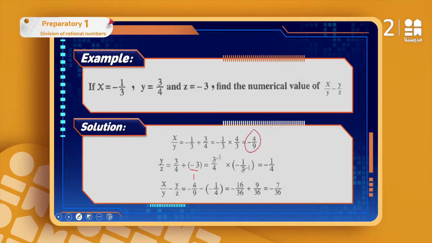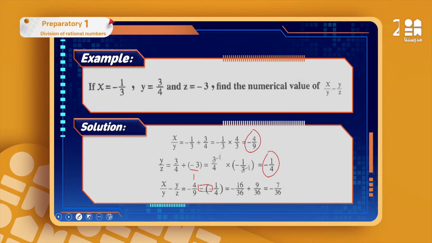X over y minus y over z. So take the first one, -4 over 9 minus -1 over 4. And as we said, if we have two negative signs after each other, they will be positive. So we are going to write it as positive. Okay, let me ask you, which case do we have right now? Same denominator, convert one to the other, or cross multiplication? Here, the denominators are 9 and 4. They are not the same.